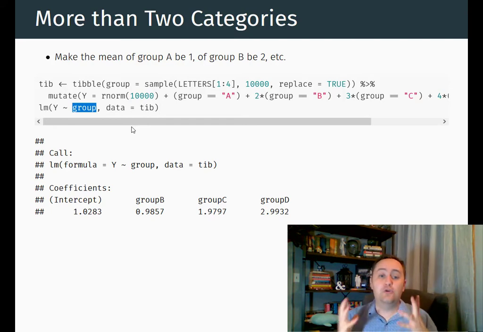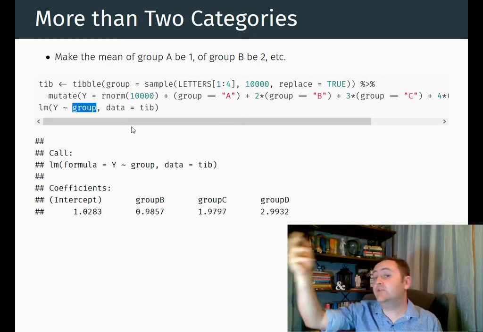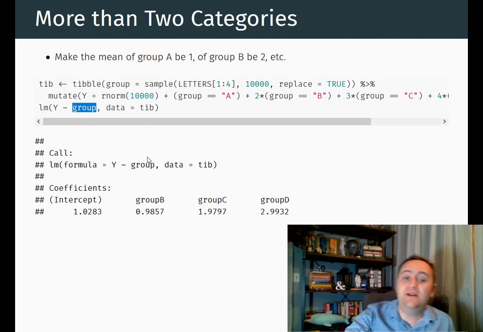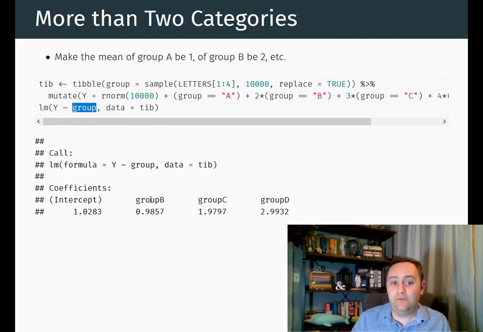It will say, oh, group A, that's a binary variable. Group B, that's a binary variable. Are you in group B or not? Are you in group C or not? Are you in group D or not? Then it will know to leave out one of those categories. Here it has left out group A, right?